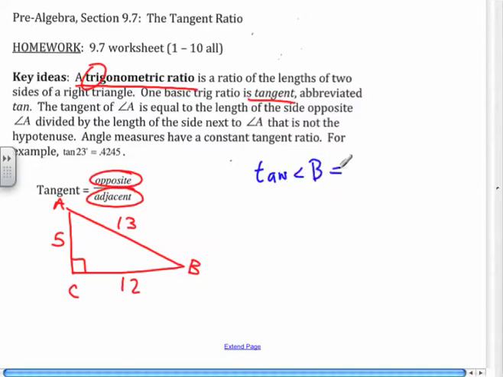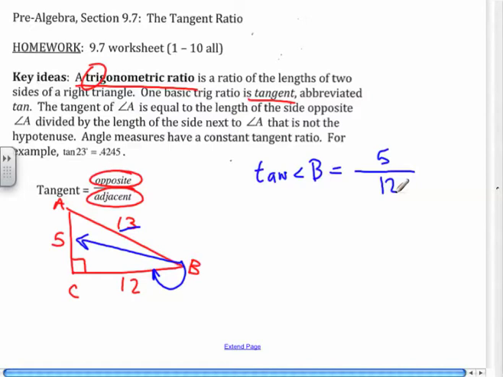Okay? Now, the tangent of angle B equals the side opposite B, which is 5, over the side that's adjacent to B. Not the hypotenuse. 13 is the hypotenuse, but we're not including that here. We're using one of the sides that make up angle B. So the tangent of B is 5 over 12. It's just a ratio, and a ratio is a fraction.